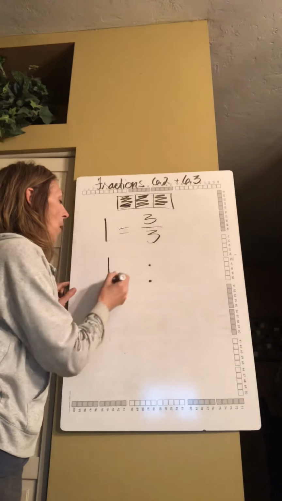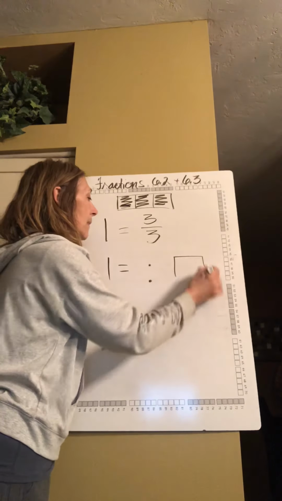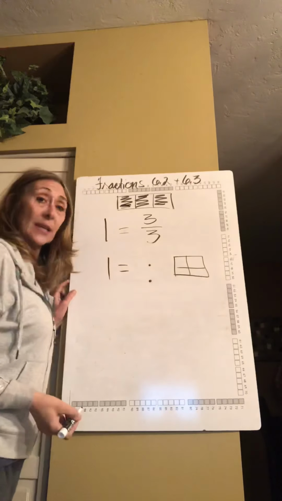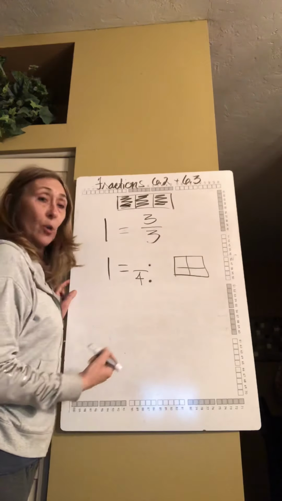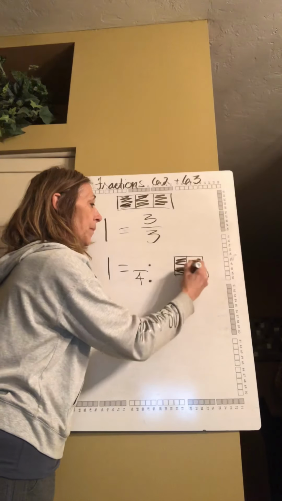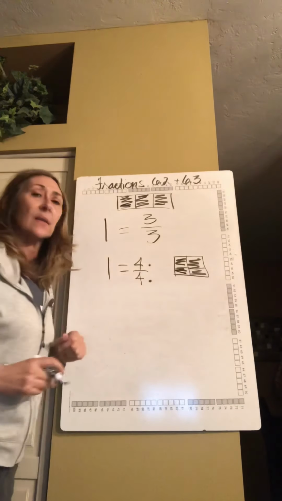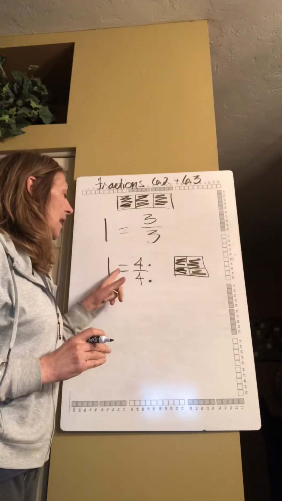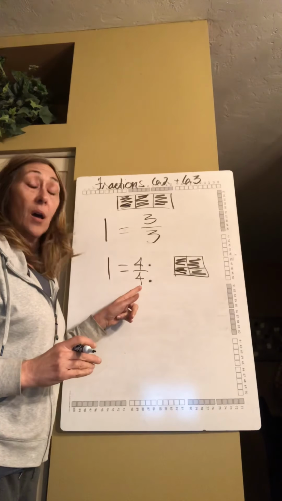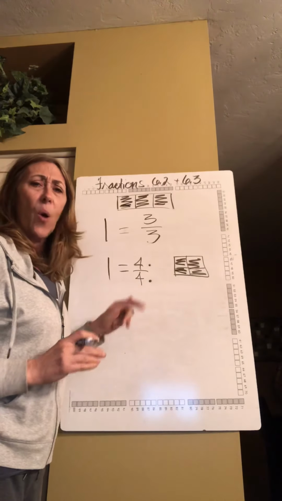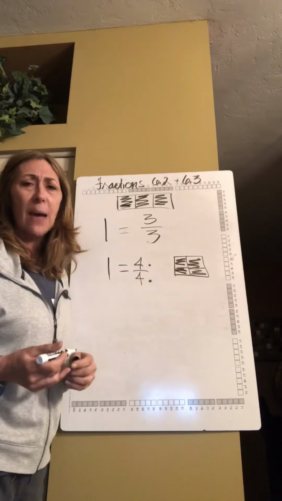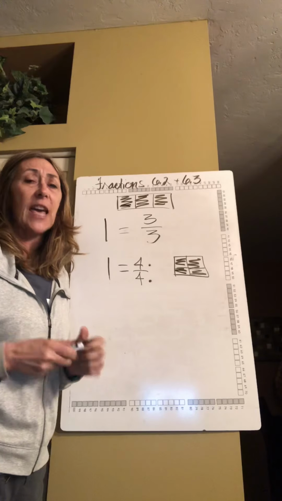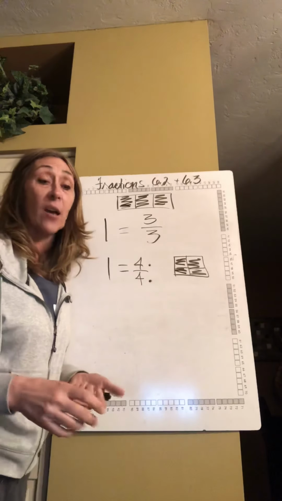If my whole had 4 pieces in it, my bottom denominator is 4. My top numerator would be 4 pieces. 1 equals all pieces in the whole. So 1 equals my top and my bottom. My numerator and denominator are the same number. That means I have all the pieces that make a whole.